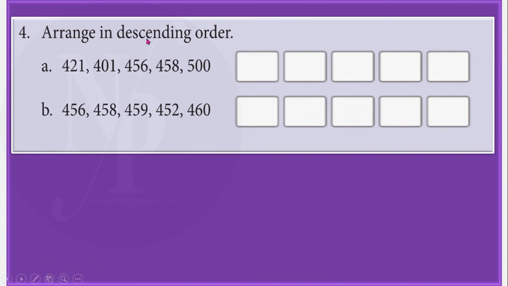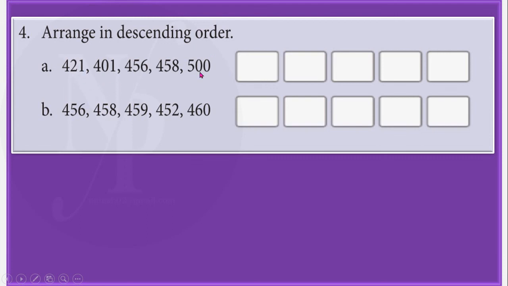Arrange in decreasing order or descending order. Descending order or decreasing order, both are the same. So arrange in descending order. In descending order means we need to write the greatest number first and the smallest number will be in the last position. So arranging the digits or numbers from greatest to the smallest is called descending order.